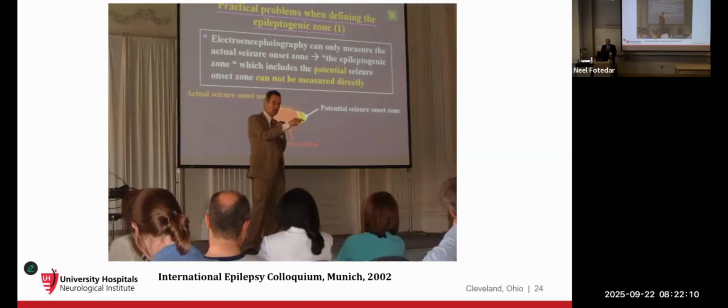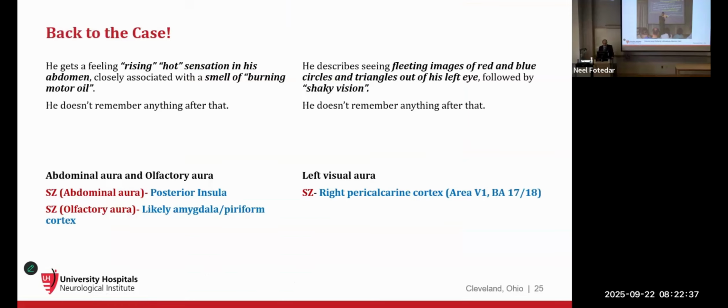And this is what Dr. Luders called the potential seizure onset zone. This is from the Epilepsy Colloquium in Munich in 2002. And if you read what he has written on the back, it says electroencephalography can only measure the actual seizure onset zone. The epileptogenic zone, which includes the potential seizure onset zone, cannot be measured directly, does not have a biomarker as far as Luders' theory is concerned, which is why you cannot define it completely up front. That is the reason sometimes people have a hard time understanding that.